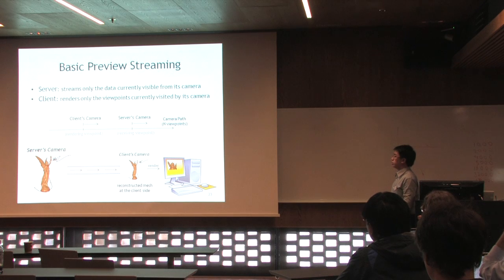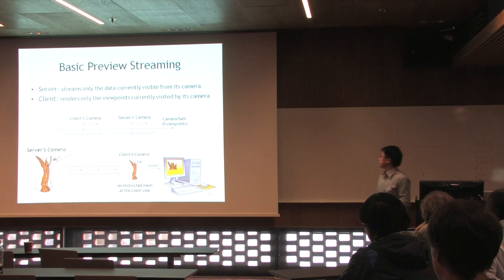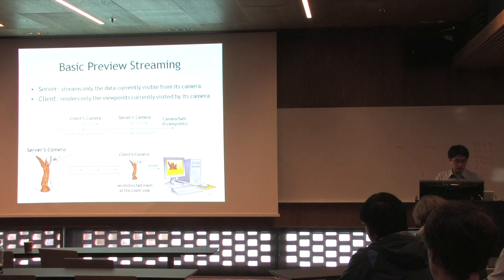Now we have a camera path and define the camera speed. And actually, both server and client have a camera. In the figure, both cameras travel along the same camera path. The figure in the middle shows the position of both cameras on the camera path. The figure at the bottom shows that the server streams only the data currently visible from its camera, and the client renders only the viewpoints currently visited by its camera. In this base algorithm, we are assuming both cameras have the same constant speed.